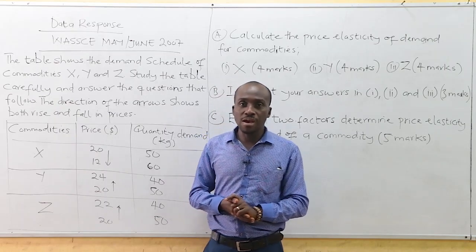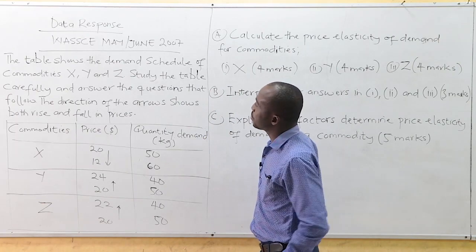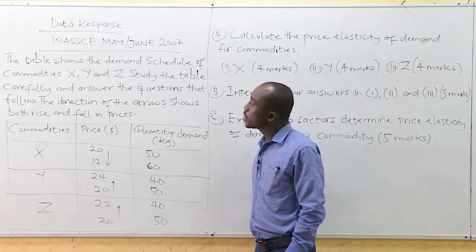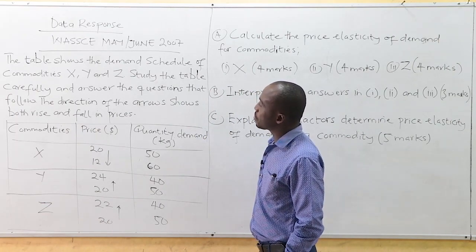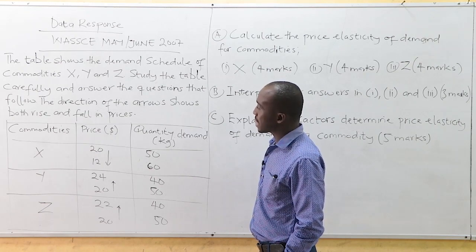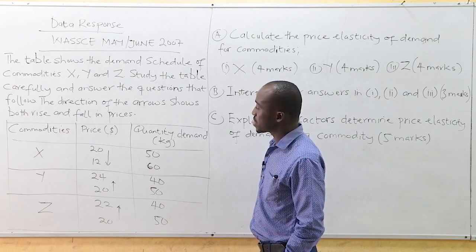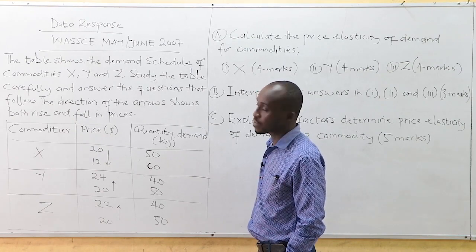So let's see what we have here. You're looking at the data response from May, June 2017. The table shows the demand schedule of commodities X, Y, and Z. Study the table carefully and answer the questions that follow. The direction of the arrow shows both rises and falls in prices.